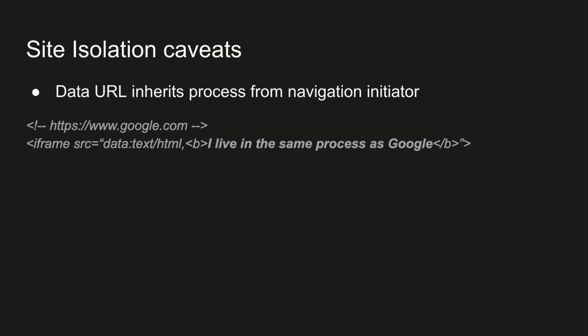Still, there are some caveats in site isolation. One, a data URL inherits the process from the navigation initiator. What that means is if you have an iframe with a data URL, that still lives in the same process. So if you allow people to specify an arbitrary data URL, you are allowing them to compromise the render process, and thus they can read any data in that process. So if Google has a data URL iframe, that means if you have a JS exploit or any render exploit, you can read Google data.